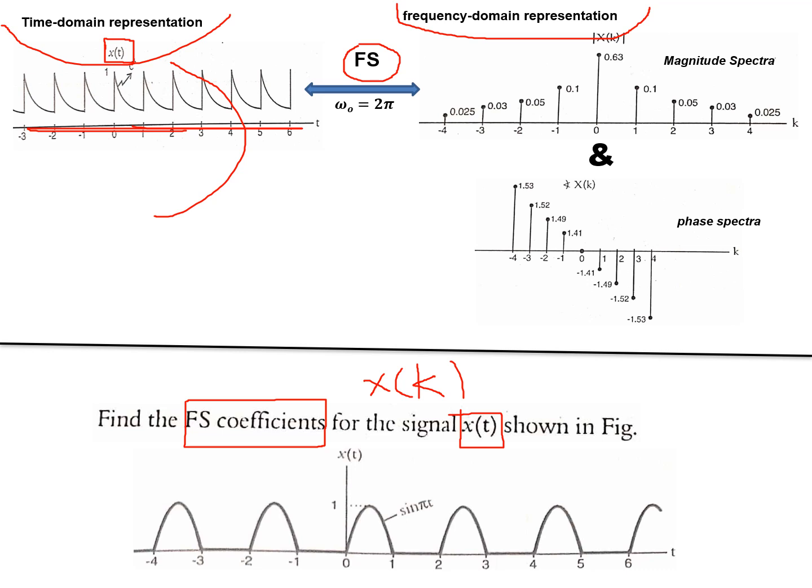In time domain graph, time is a variable, x is the dependent value. In frequency domain representation, k, the frequency number, that is the frequency index, is a variable, and X is its value at that particular frequency component. I have to find X of k for the given signal.